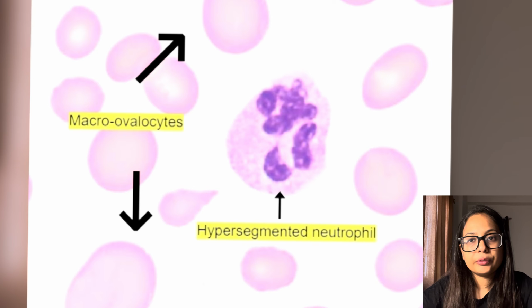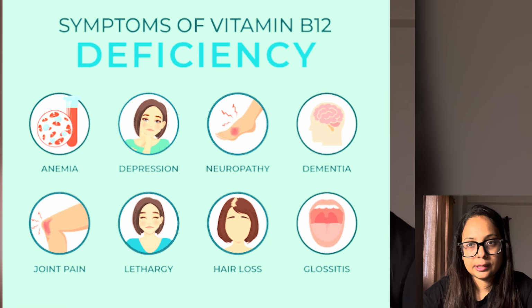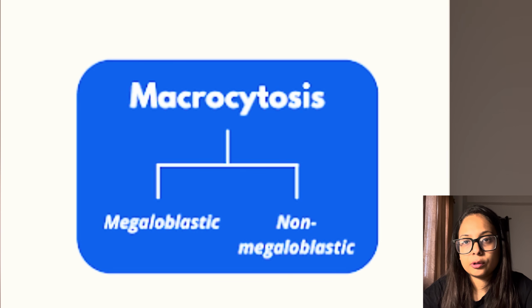In many of the cases, you might find nucleated RBCs also on peripheral blood smear, and the most common cause of macrocytic anemia here is again a nutritional deficiency, which is B12 deficiency. So macrocytic anemia can be of two types. It can be of megaloblastic type or non-megaloblastic.